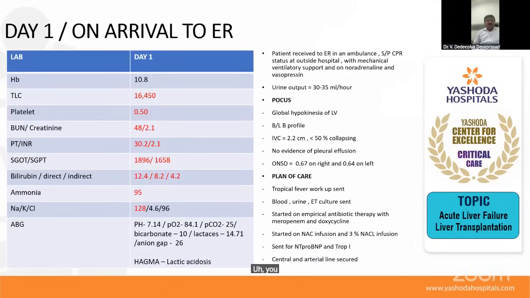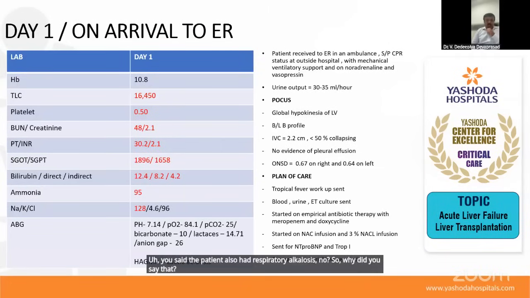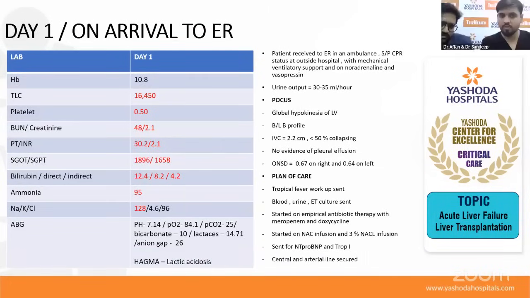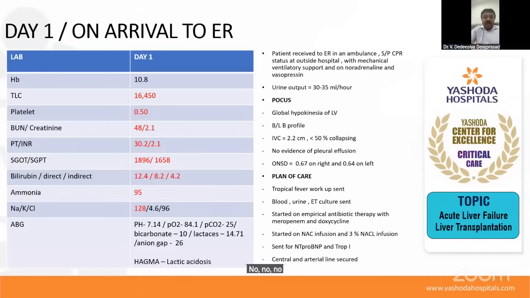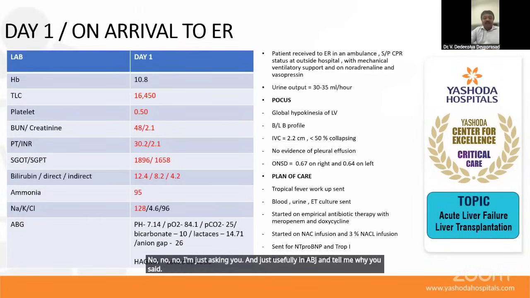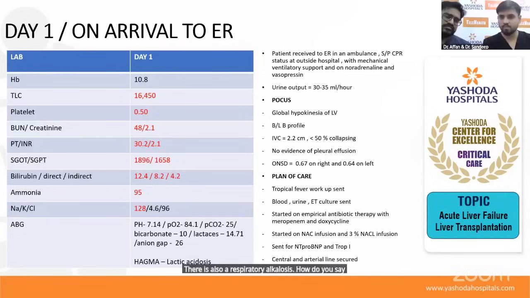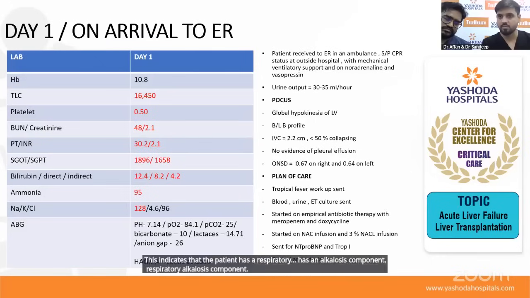You said the patient also had respiratory alkalosis, no? So why did you say that? Sir, because of the metabolic acidosis component, there can be acidotic breathing in this patient, which leads to secondary. No, I'm just asking you. Use the ABG and tell me why you said there is also a respiratory alkalosis. How do you say that? Normal PCO2 levels are 40, sir. In this patient, the PCO2 levels are 25. This indicates that the patient has a respiratory alkalosis component.